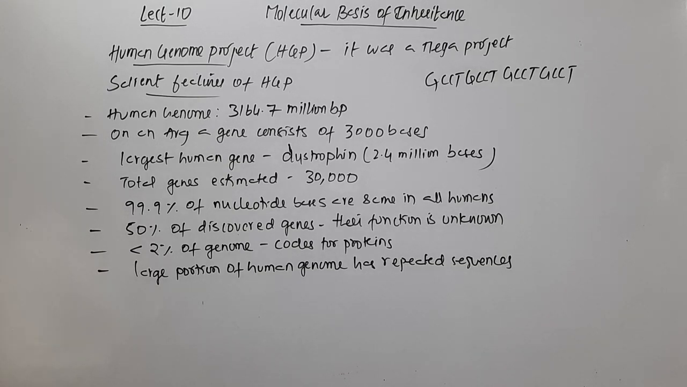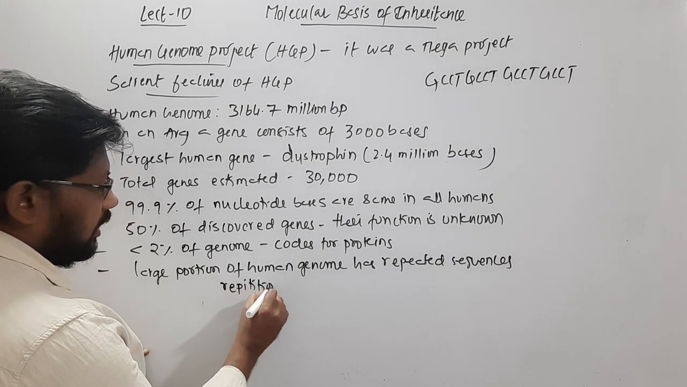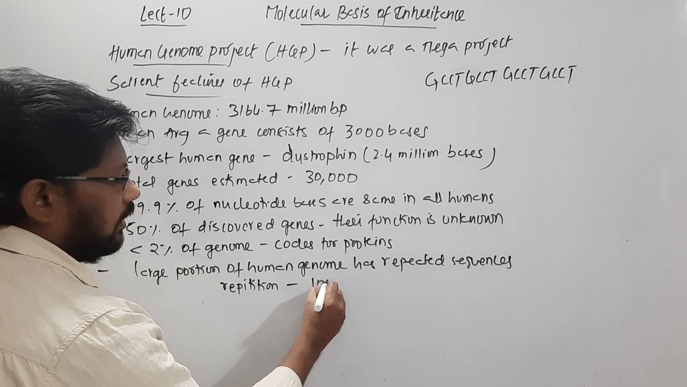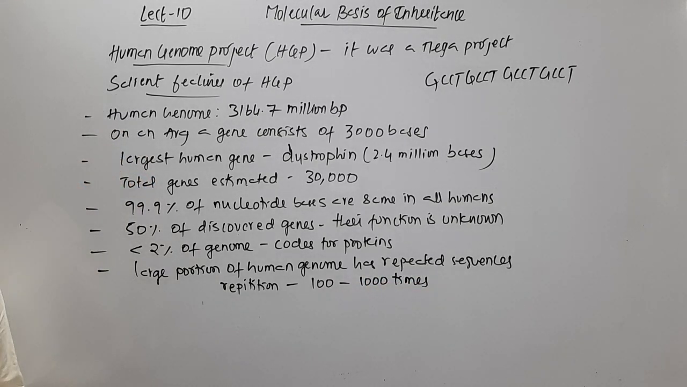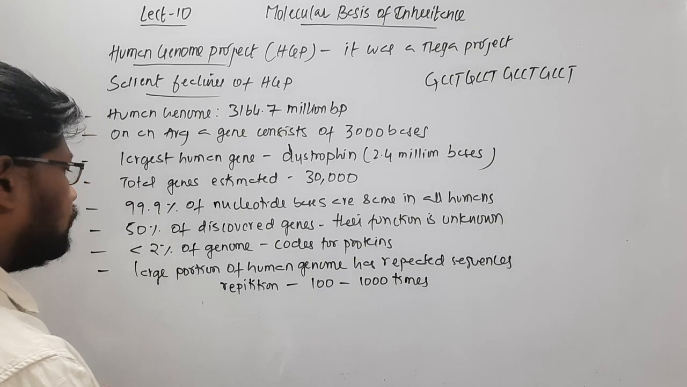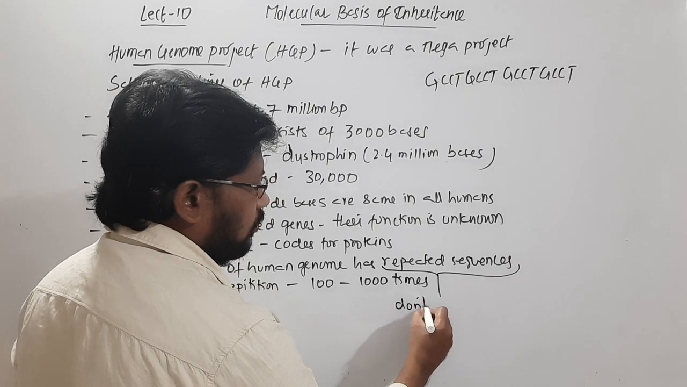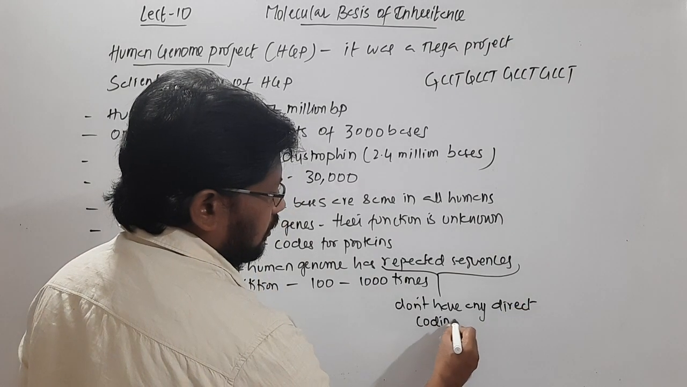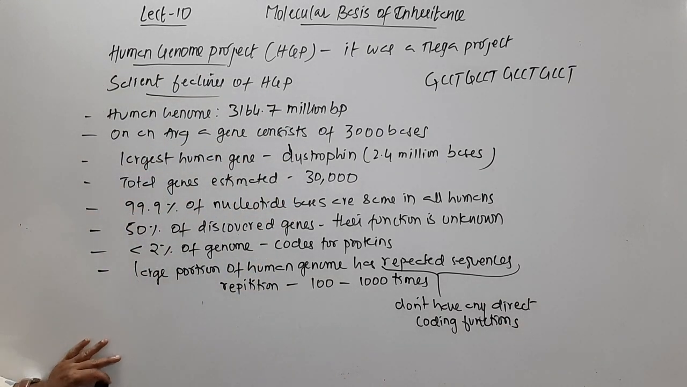These repeated sequences will be repeated from 100 to 1000 times. So the repetition can be 100 to 1000 times. And these repeated sequences do not have any direct coding functions.